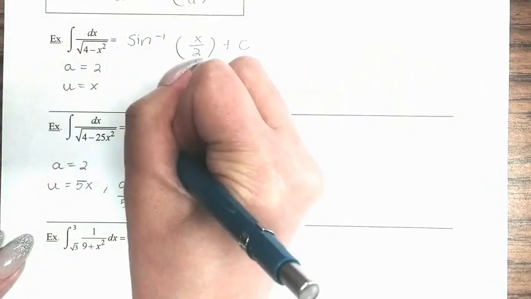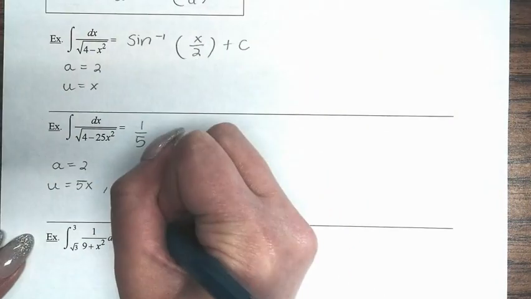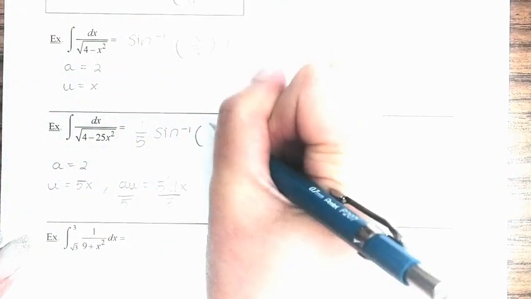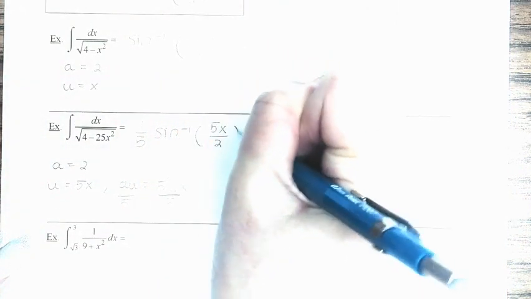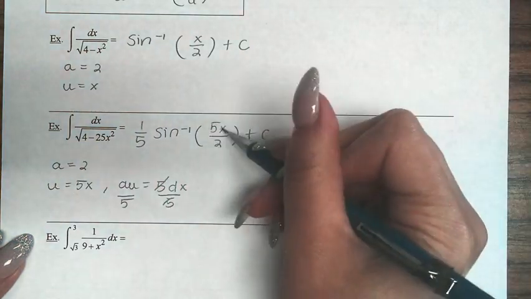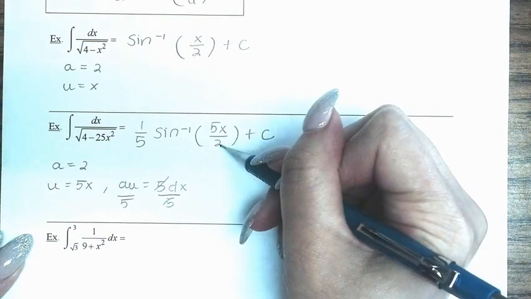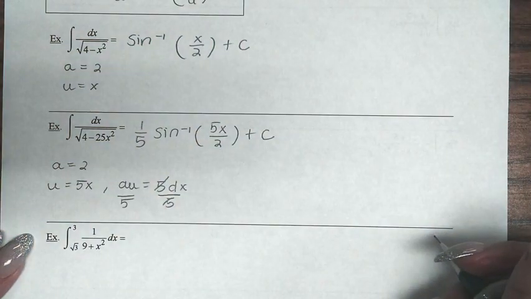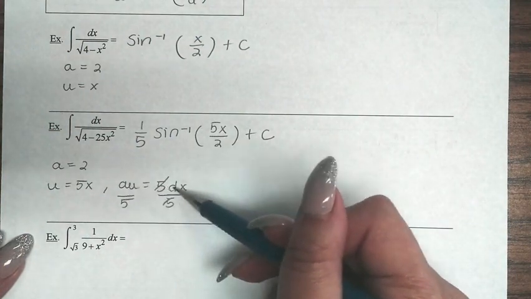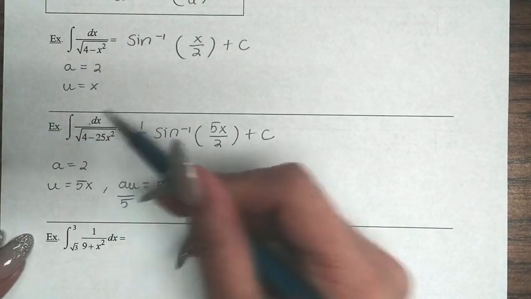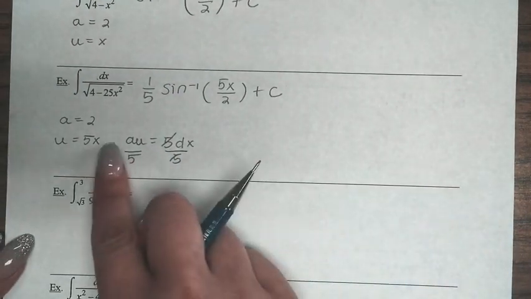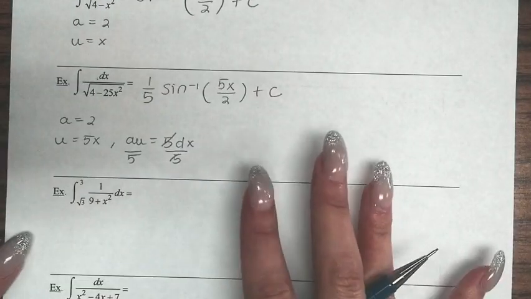So you are going to have the 1 over 5 here because you are missing this factor. Then you have sine inverse of 5x divided by 2 plus c. As you can see, the 5x is your u and the 2 is your a in this situation. And this 1 over 5 comes because we need to complete that 5 that we don't have here. Pretty similar to the u substitution we were doing back in the day.